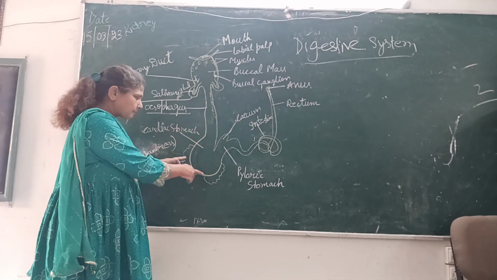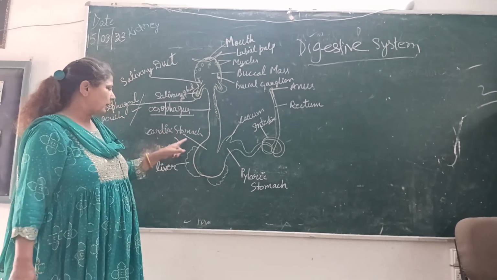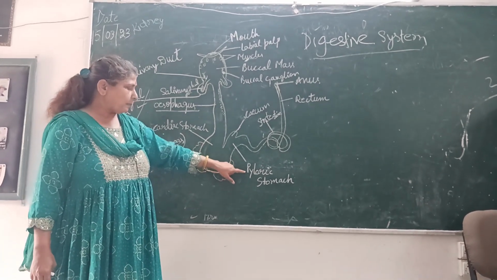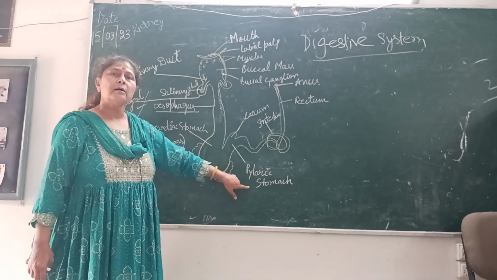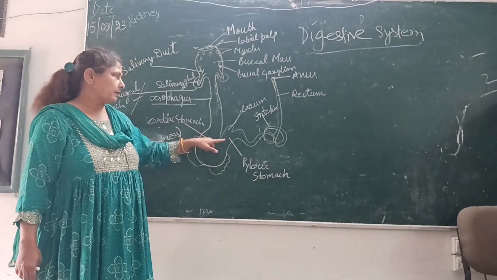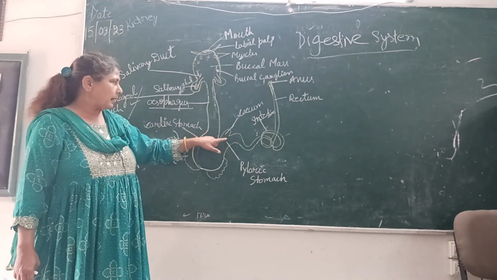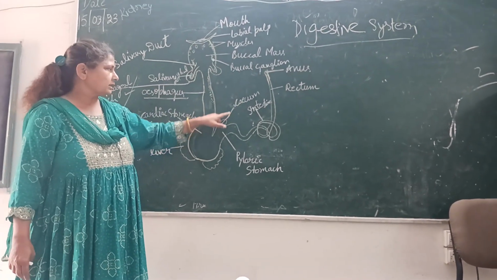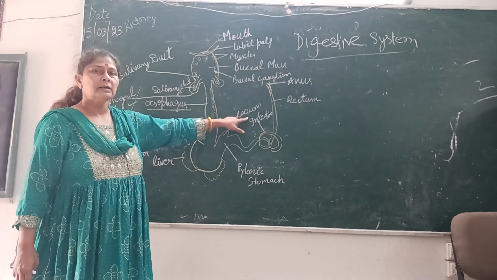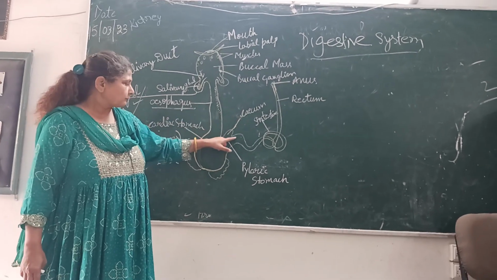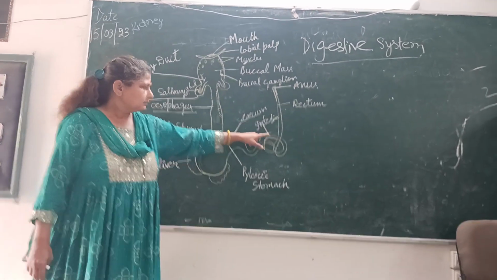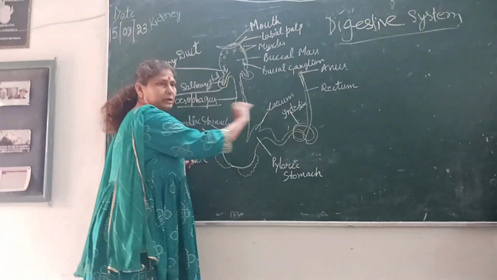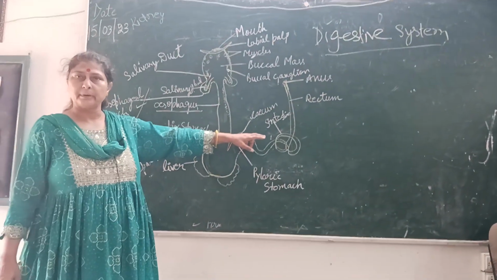One is a broader part, that is called the cardiac stomach. The second is the narrow part, that is called the pyloric stomach. Near this pyloric stomach, there is one projection-like structure, that is called the cecum. After that, from here, it enters into the branchial chamber.